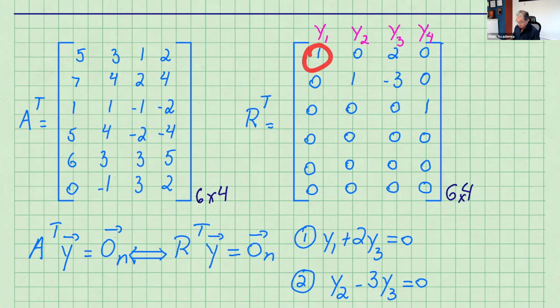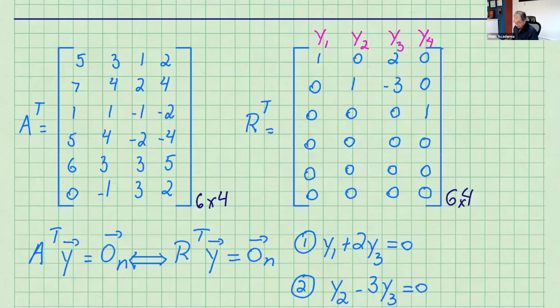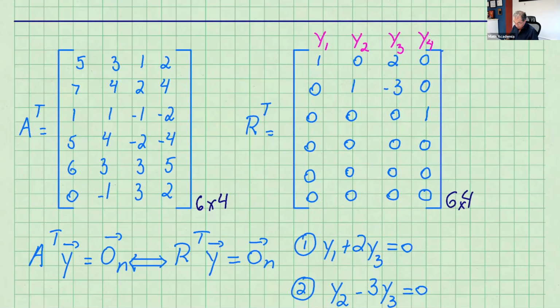So it's y1 plus y3 equals to 0, plus 2y3 equals to 0, and then y2 minus 3y3 equals to 0, and y4 equals to 0 from here. And you can go ahead and solve that. So how many free variables do you have? You only have one free variable. So the null space of the transpose has to be one dimensional.